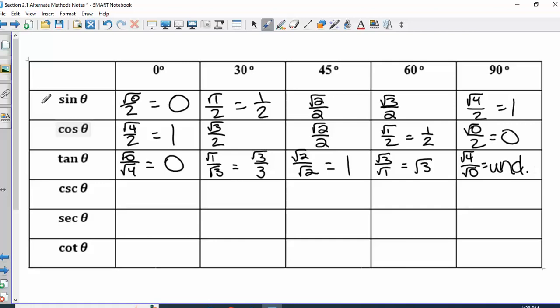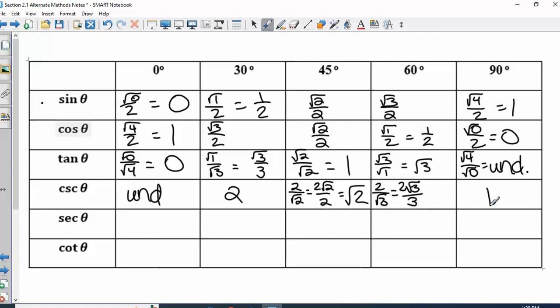Okay, if I have sine, what do you do to get cosecant? Flip it. So what is the reciprocal of 0? The reciprocal of 1/2. If I flip this, I get 2 over the square root of 2. Get the radical off the bottom, so that's 2 radical 2 over 2, which is the square root of 2. 60, if I flip that, we get 2 over the square root of 3. So that's 2 radical 3 over 3. And 90, reciprocal of 1 is 1.